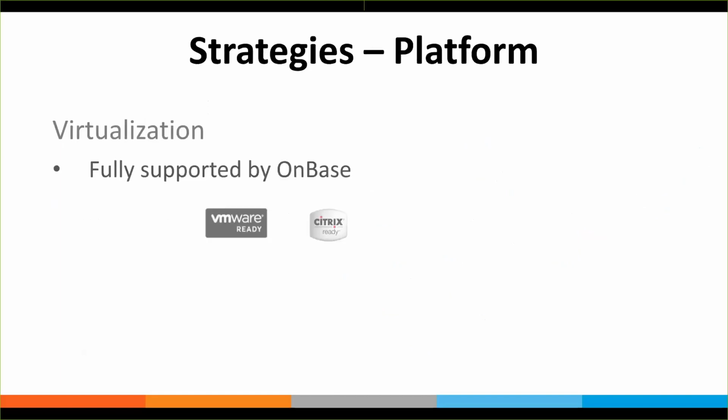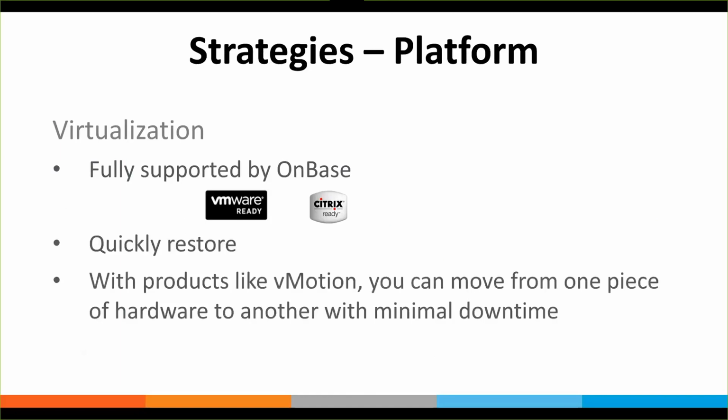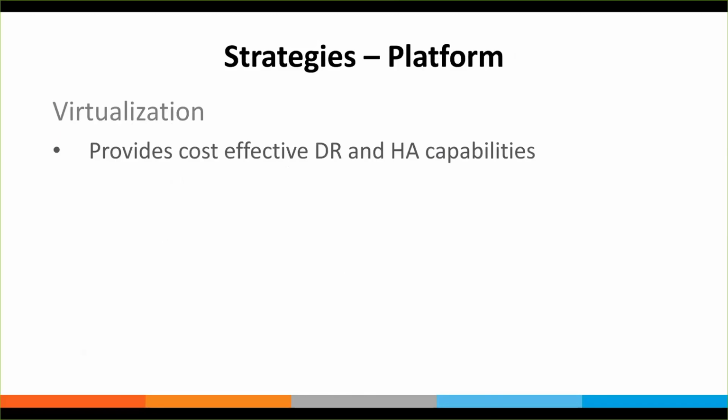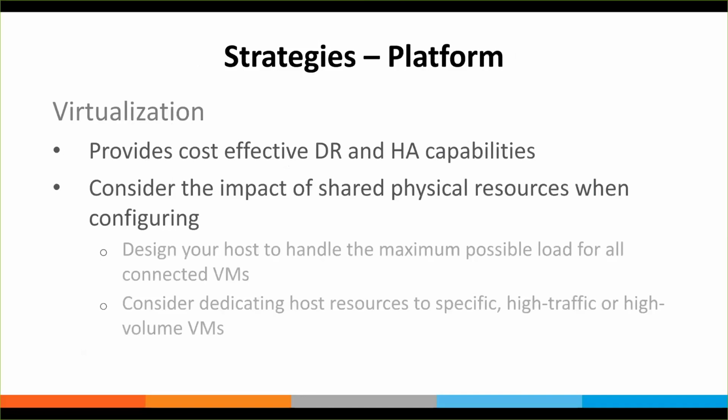Virtualization is also a great way to have high availability. VMware, Citrix, fully supported by OnBase. Very quick to restore. And with products like vMotion, you can move from one piece of hardware to another with very little downtime. It provides very effective both high availability and disaster recovery, because if you've got a golden image sitting there, boom, just put it up on a new piece of hardware, you're done. But you need to do it carefully.